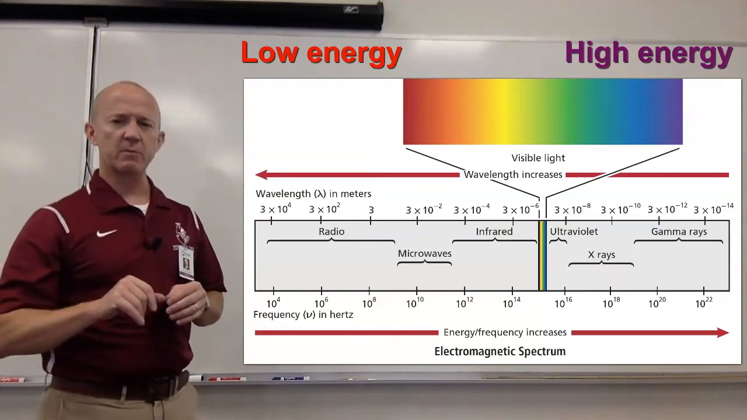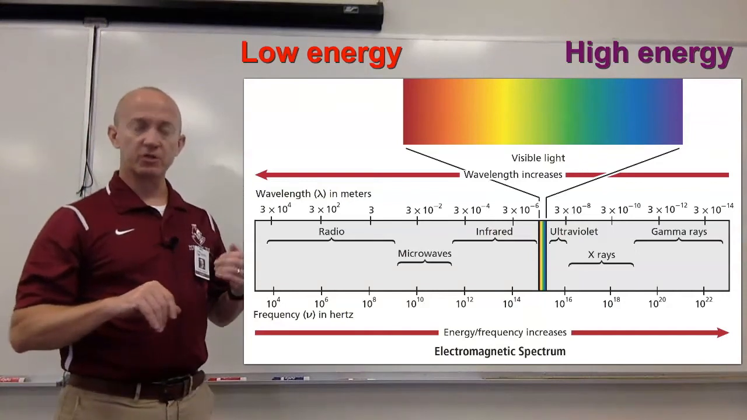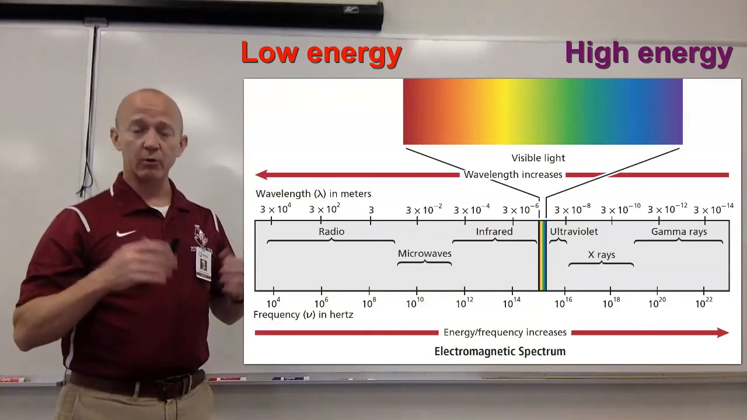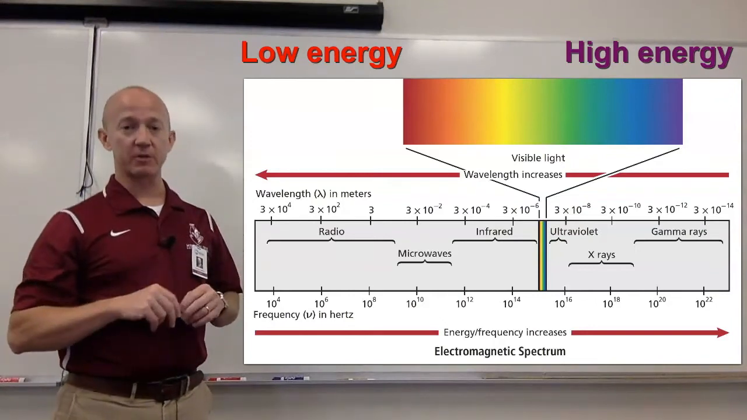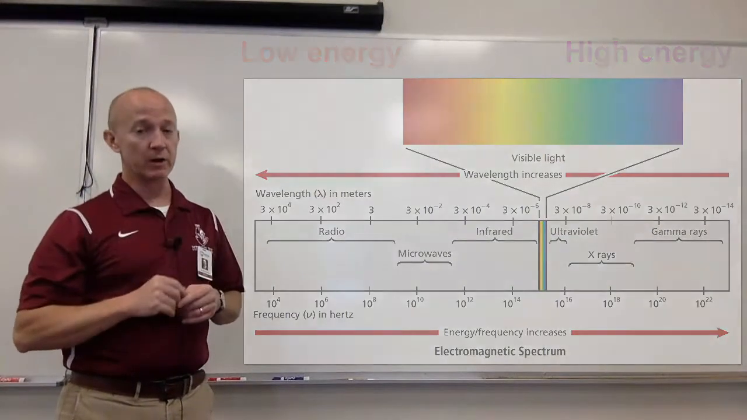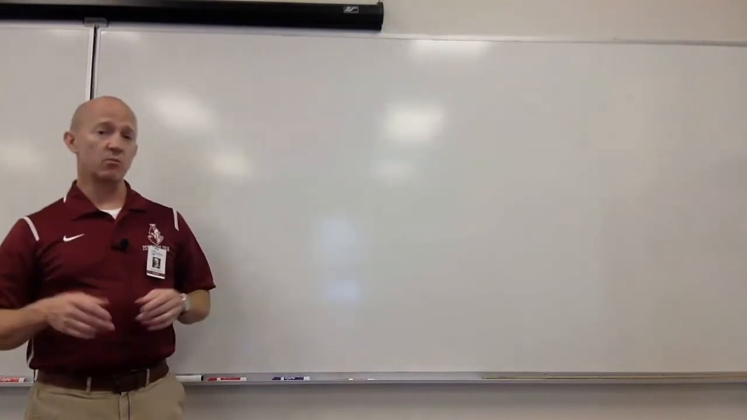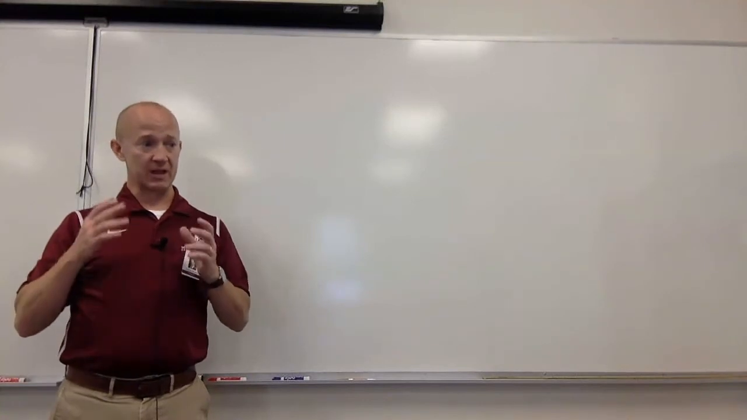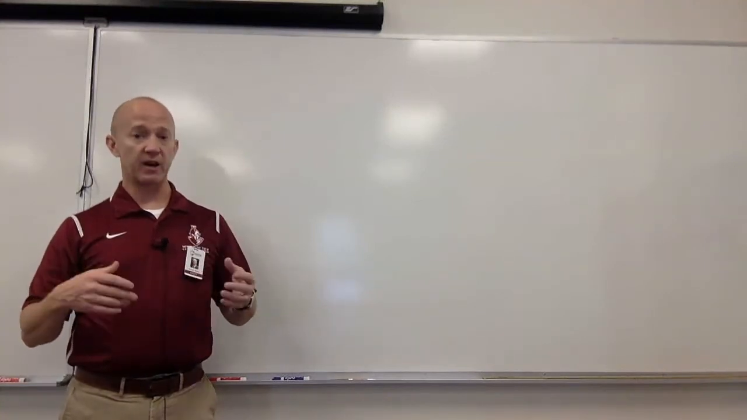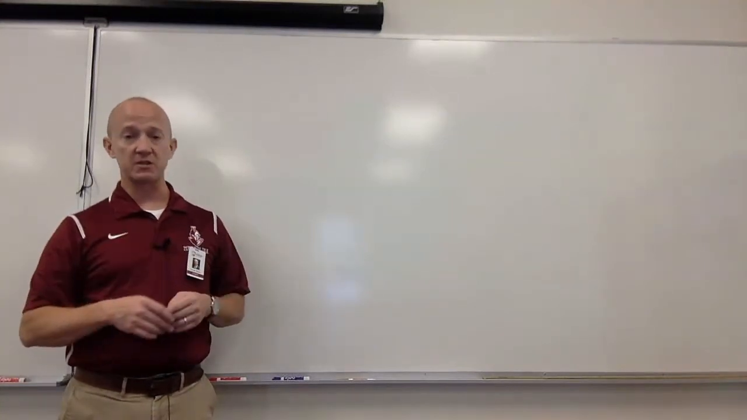So when you hear someone talking about the red end of the spectrum, they're talking about lower energy, higher wavelength. If they're talking about the blue or violet end of the spectrum, they're talking about higher energy, lower wavelength. And remember, since all EM waves travel at the same speed, we can use the formula c equals lambda times nu to always find the wavelength or the frequency of any wave.